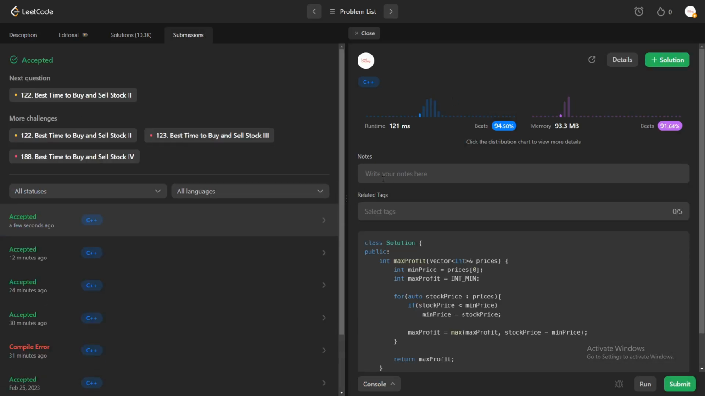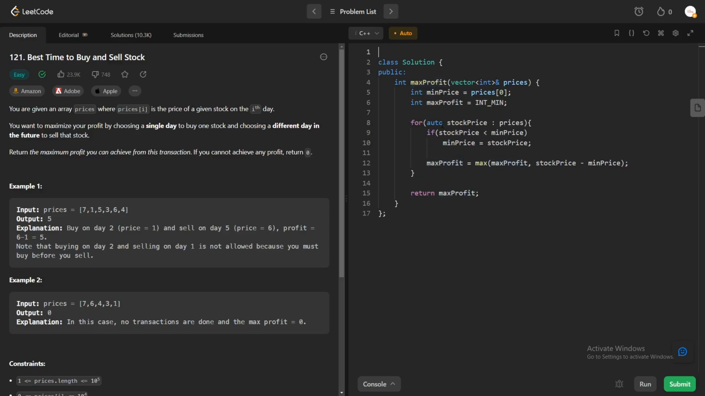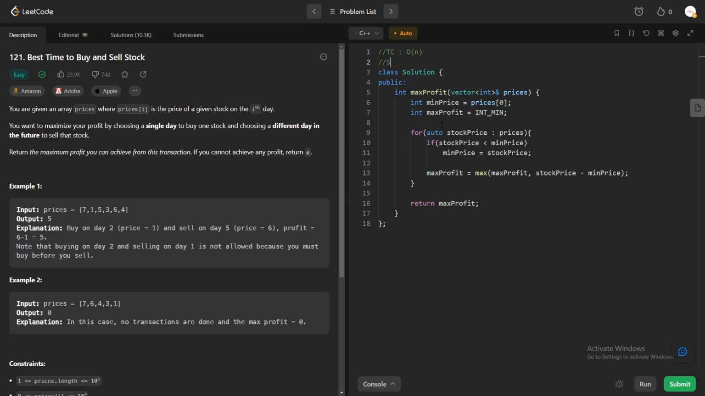And it got accepted. I think now let's talk about the time and space complexity. The overall time complexity will be order of n, because we're iterating through everything only once, but we're not storing anything, right? Obviously we have a few variables that we have used here, but those will take constant space. That is why the time complexity will be order of n, and the space complexity for this problem will be order of 1.